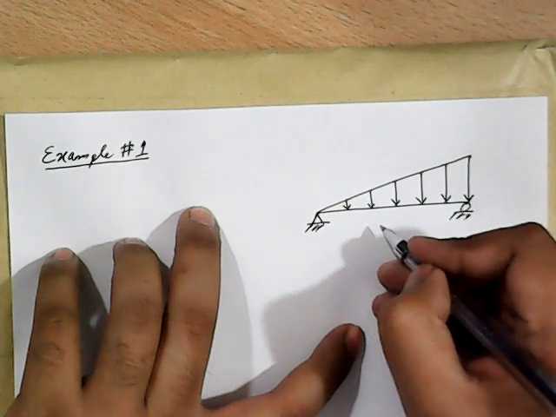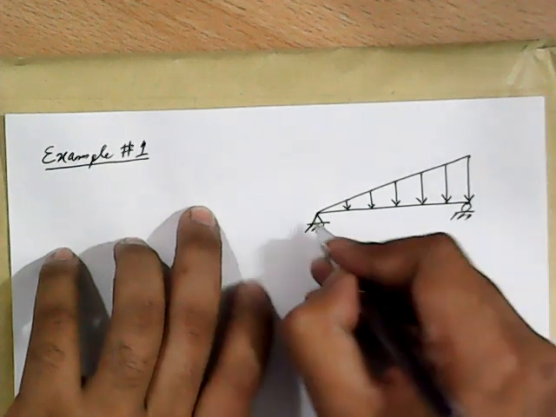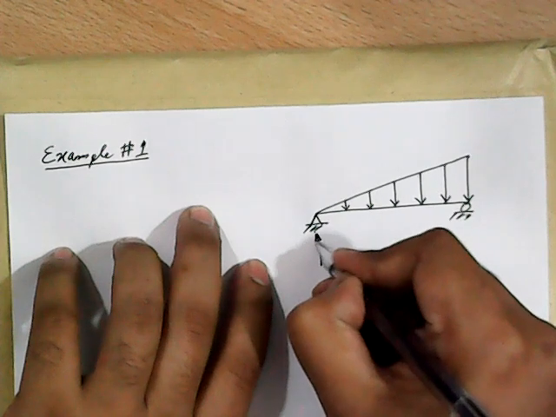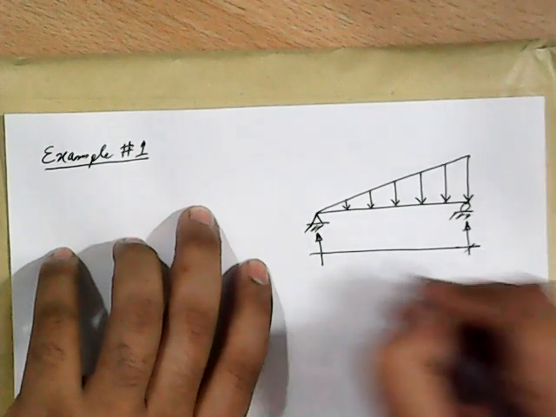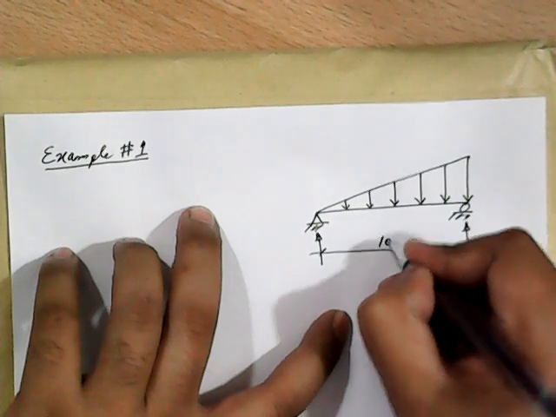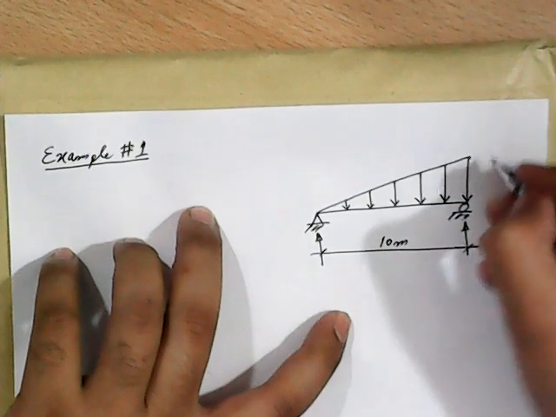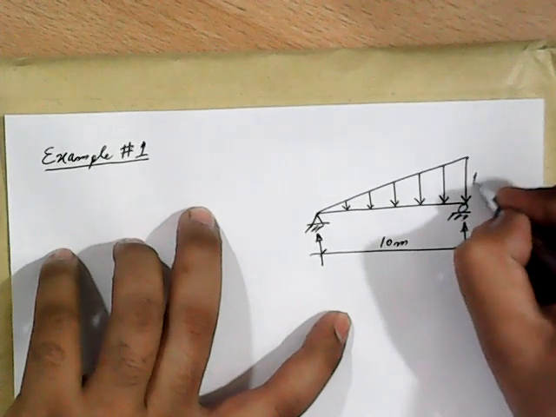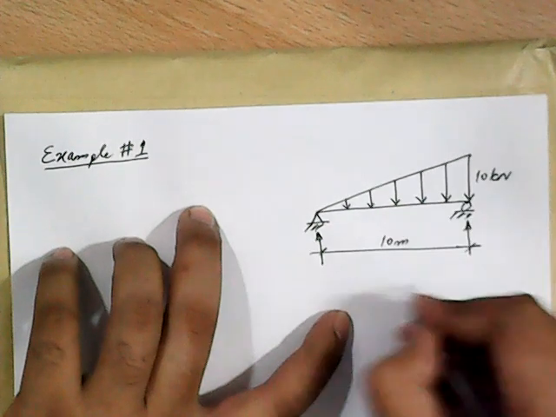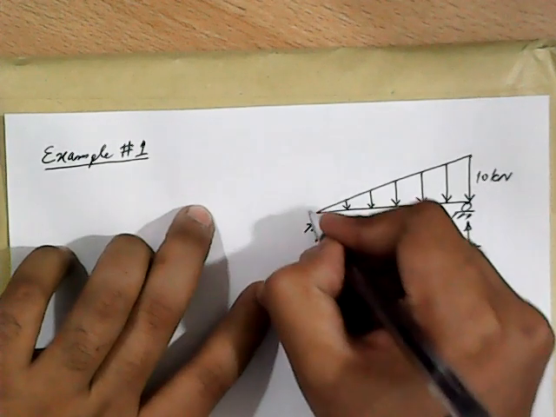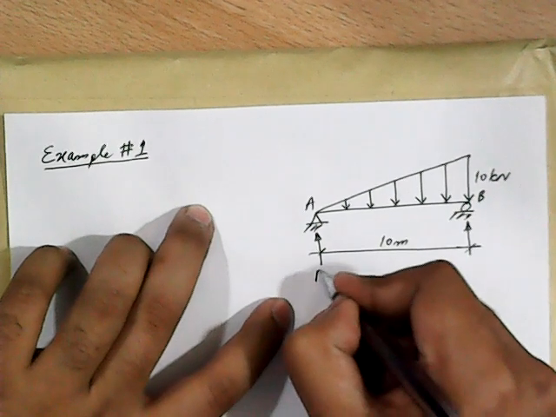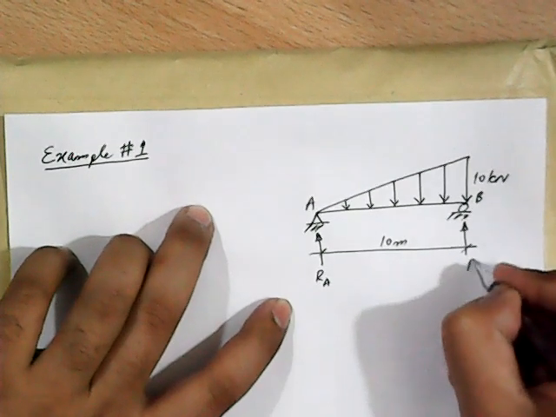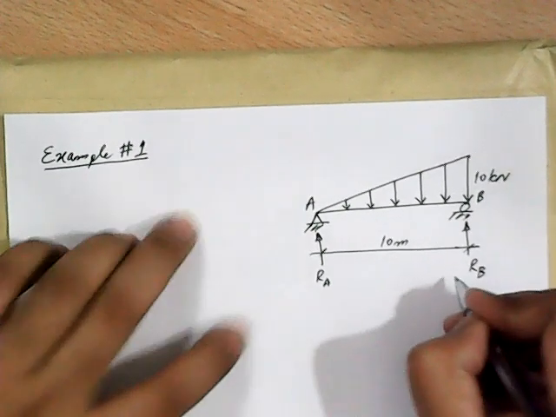The span of the beam is 10 meters. We will have two reactions here. The magnitude of the load is 10 kilonewton per meter here. If you call this point A and this point B, then this reaction will be RA and this will be RB.